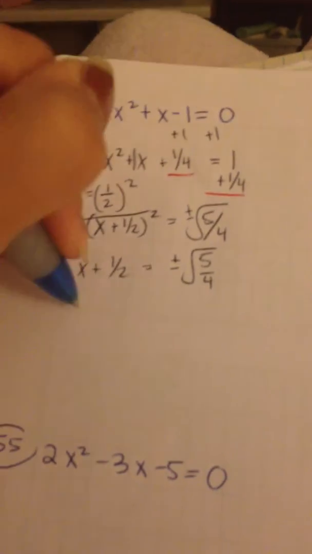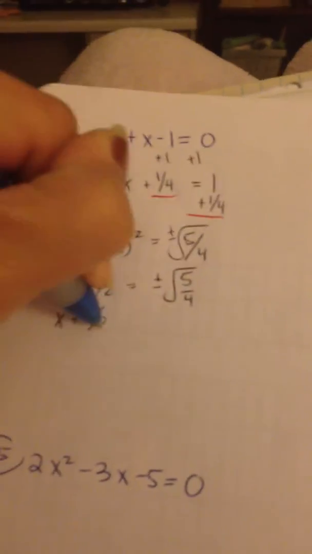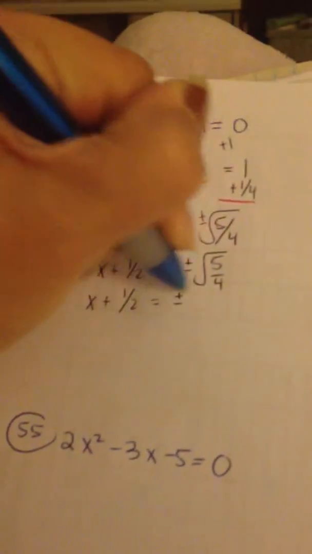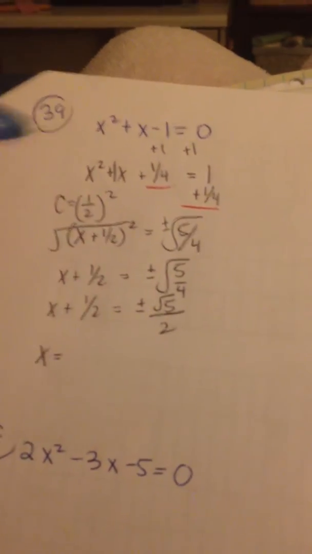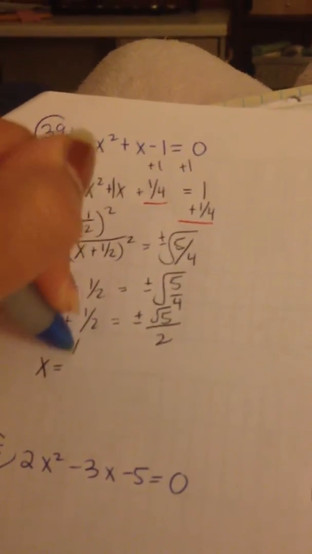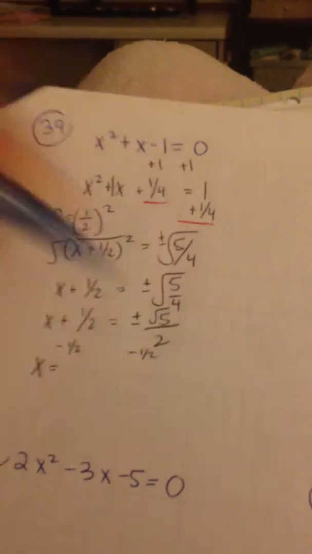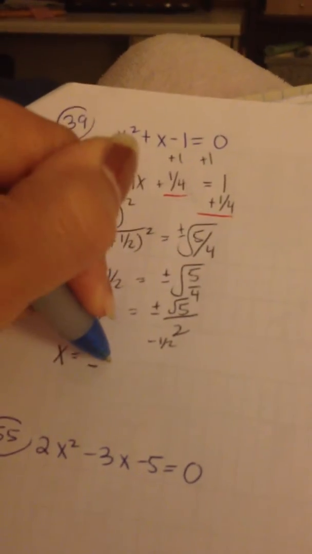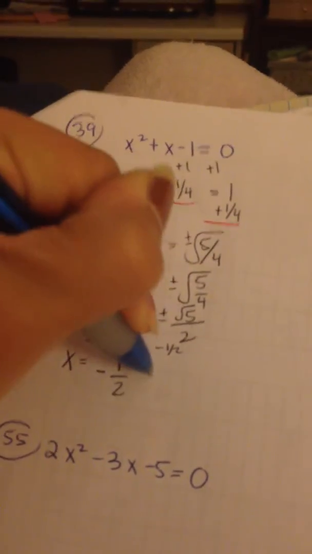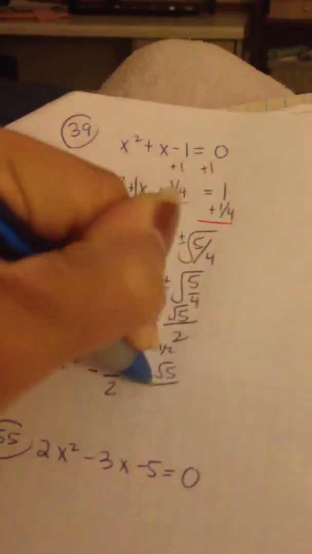Hopefully your math teacher already taught you how to take the square root of a fraction. You take the square root of the top, which is just square root of 5, and take the square root of the bottom. Square root of 4 is 2. So then you end up with two answers. X equals, and in math we like to put the rational number in front. Subtract 1/2 from both sides. Rational numbers in front. Plus or minus square root of 5/2.